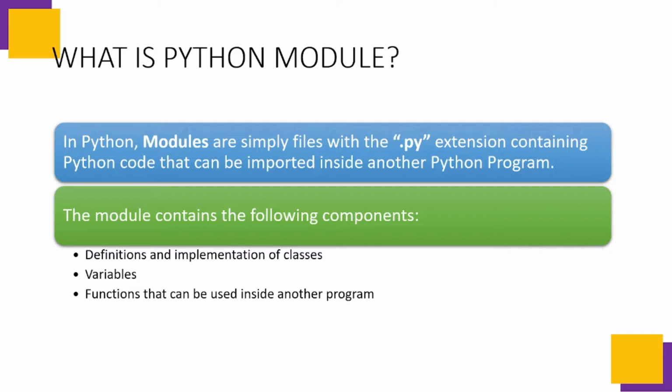So with the help of these modules, we can organize related functions, classes or any code block in the same file. It is considered a best practice while writing bigger codes of production level projects, like in data science or machine learning, to split the large Python code blocks into modules containing up to 300 to 400 lines of code. The module contains the following components: definition, implementation of classes, variables, functions that can be used inside another program.